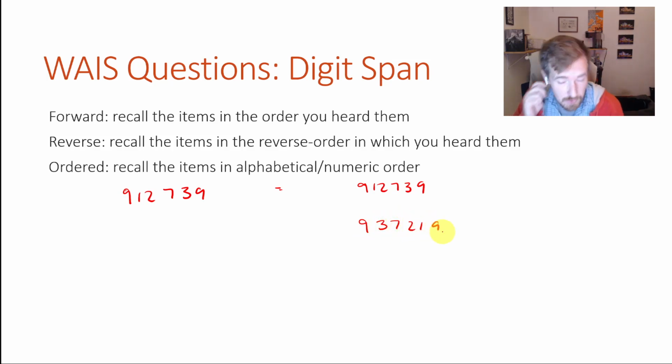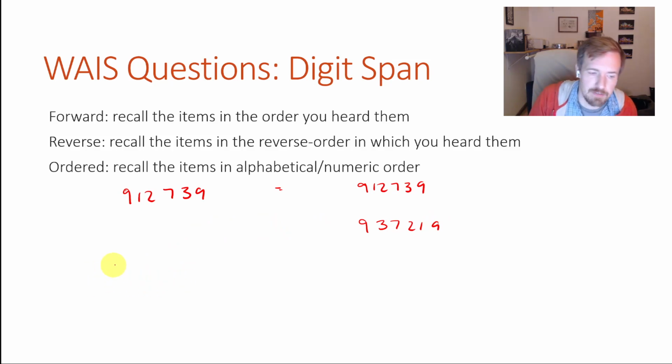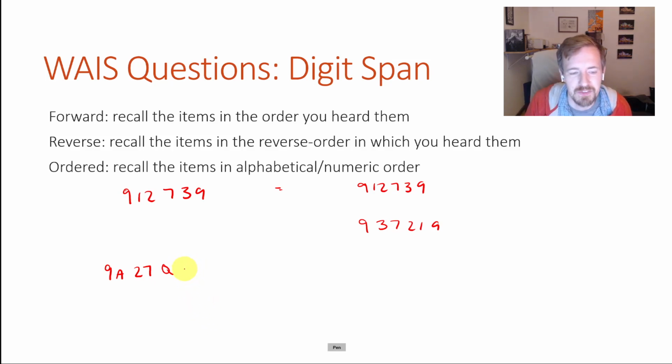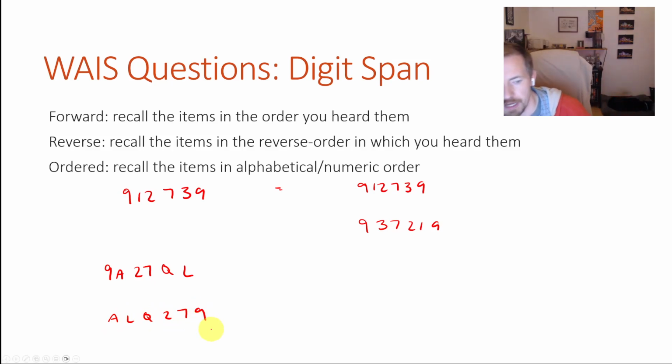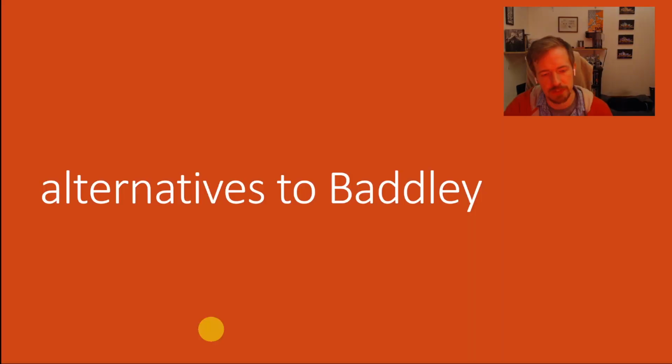And I could also make this a huge pain in the butt by giving you this instead, 9A27B. Actually, no. Let's do QL. And if I ask you to do this in an ordered position, then you're going to do the alphabet first and then numerical order first. So the answer here would be ALQ279. That would be how you answer that. Very hard doing that off the top of your head while remembering those things.